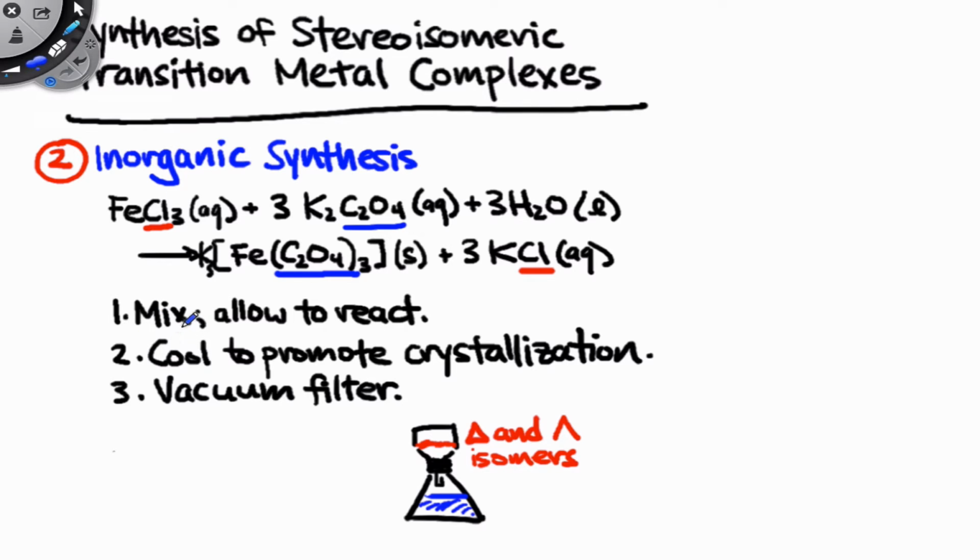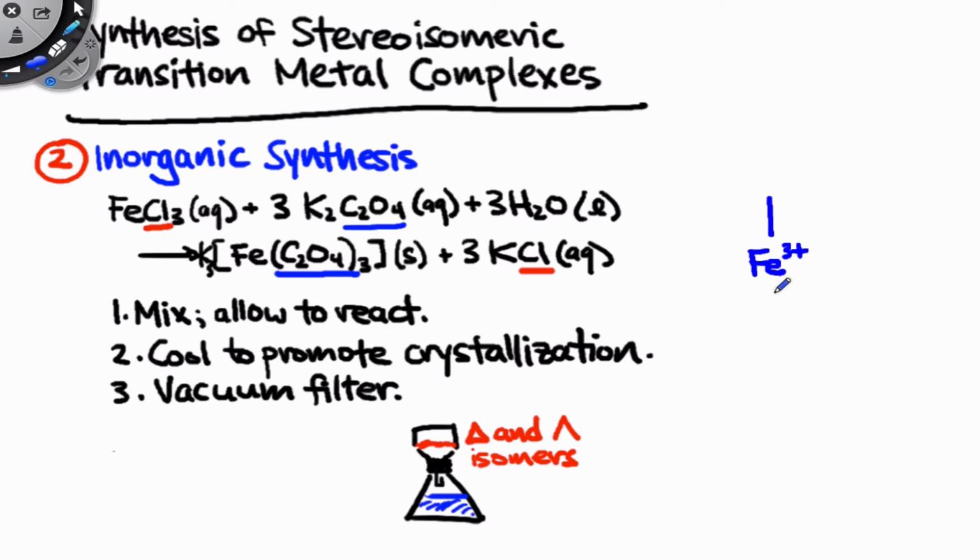We simply mix the reactants and then cool them down using an ice bath, and this promotes crystallization of the product as it's not very soluble in water, especially at low temperatures. Once we've got that solid crystallized out, we're going to vacuum filter to separate the filtrate, here in blue, which has nothing of interest to us really, just KCl, and the solid product, which is this potassium iron oxalate complex. Now, the iron oxalate complex is chiral, and in the course of this synthesis, we're going to synthesize both enantiomers.